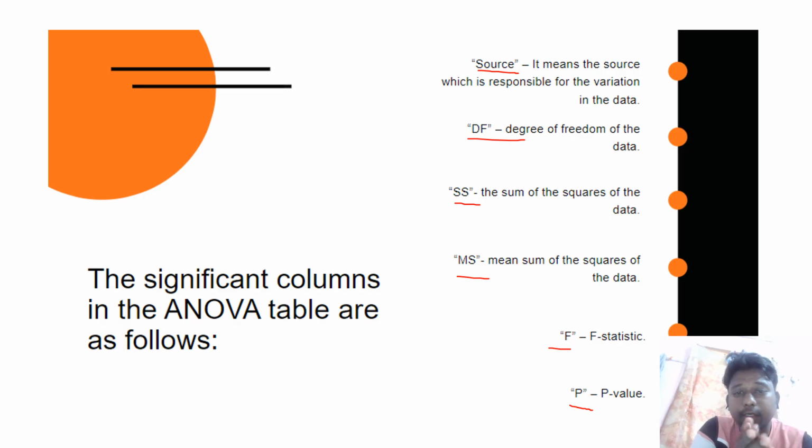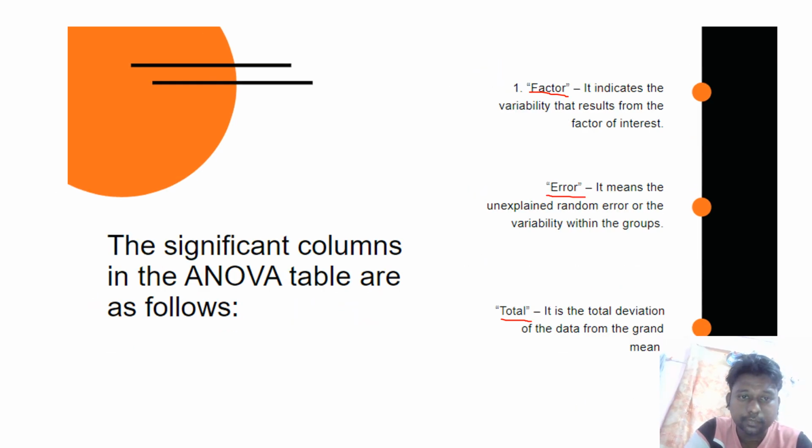Next, the significant columns in ANOVA. In ANOVA tables, there are columns like sources, degrees of freedom, as mentioned here, sum of squares, mean sum of squares, F statistic, and p values. These are the main columns we have in ANOVA tables for one-way classification and two-way classification.